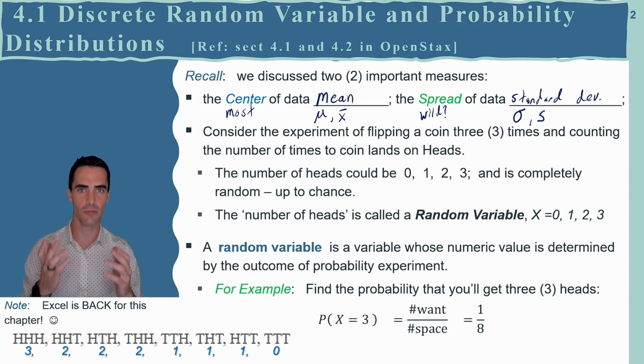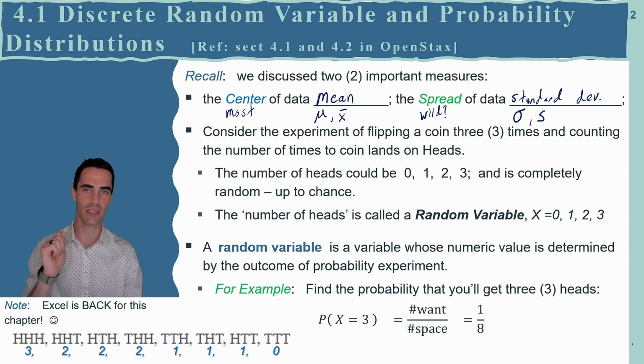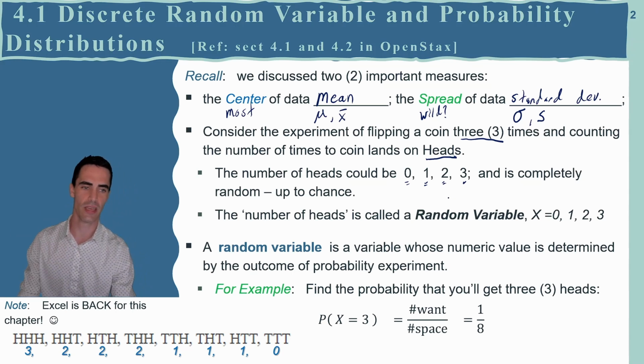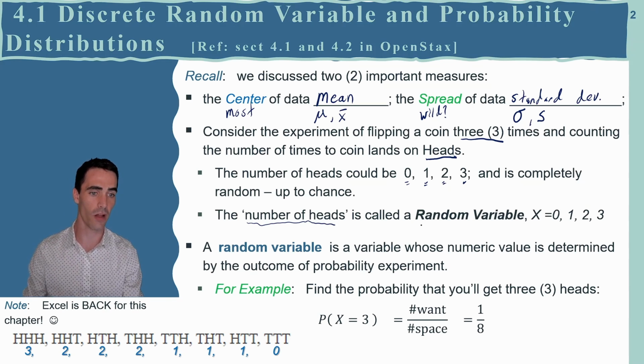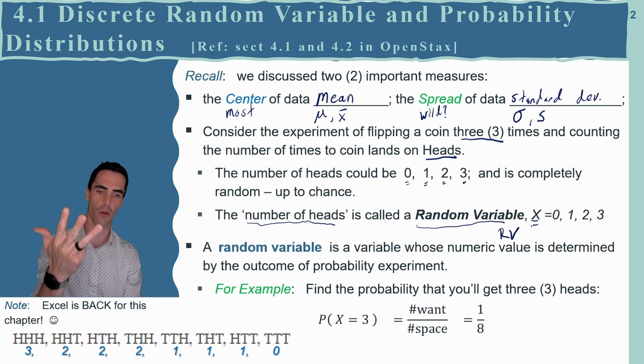So to introduce this concept of discrete random variables, and most importantly, if you look up top, probability distributions, is this example here. Consider an experiment of flipping a coin 3 times and counting up just the number of heads when we flip them. That means there could be 0 heads, which would be all tails. There could be 1 head, 2 heads, and 3 heads. And this is what we're interested in. Again, we're not interested in the number of tails, only the number of heads. Well, this number of heads variable, we're going to call a random variable, sometimes abbreviated RV, which is x, and x could equal 0, 1, 2, or 3.